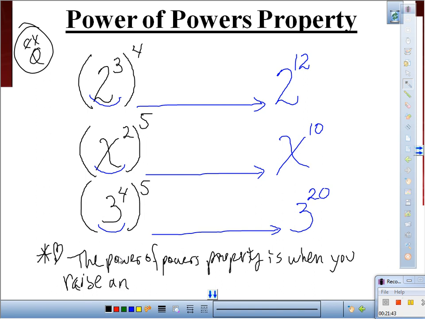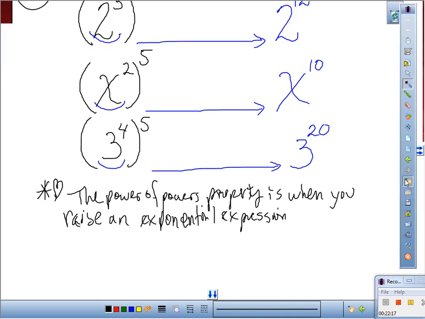Not a, hold on. What are these called? All of these together, Julian. No, all of them together. All of these inside of the parentheses, they have a specific name. Yes, Hunter? Exponential expression. And start low. The power of powers property is when you raise an exponential expression. When you raise it to what?